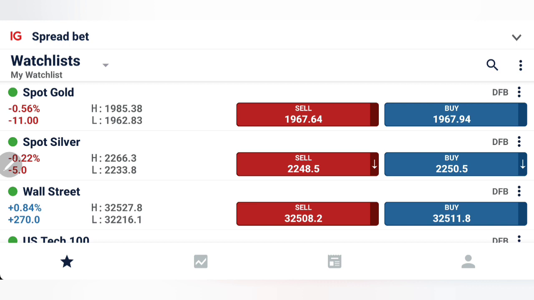So now what to expect with the US session? Which position you should take in order to profit? We will see with the help of charts and indicators.